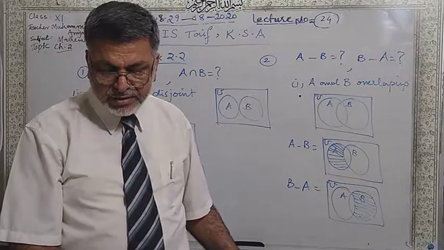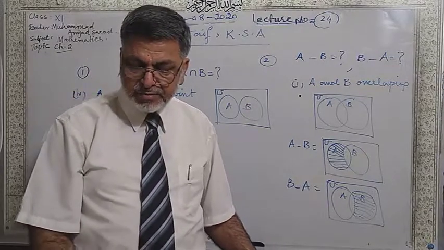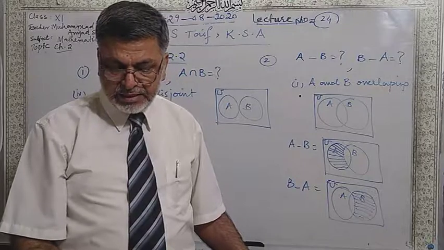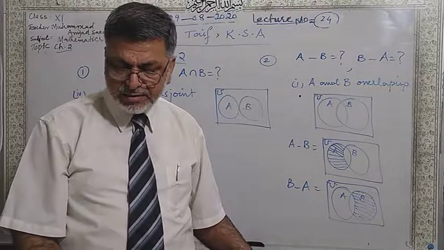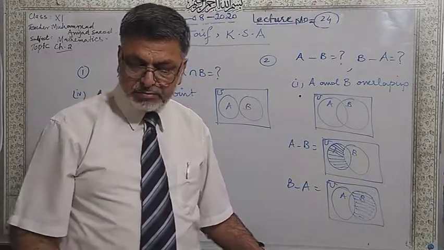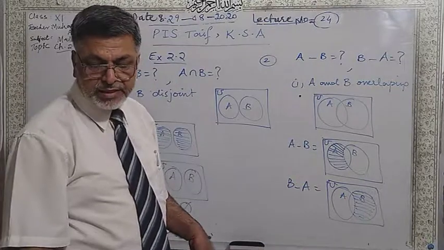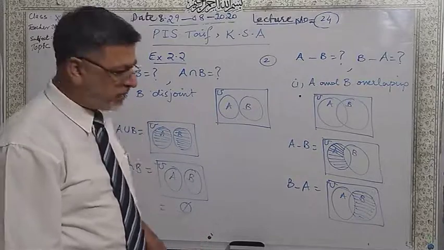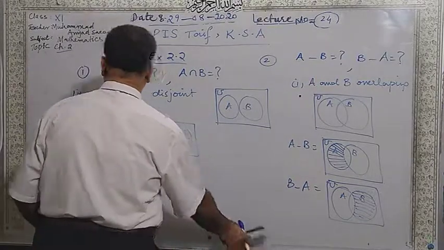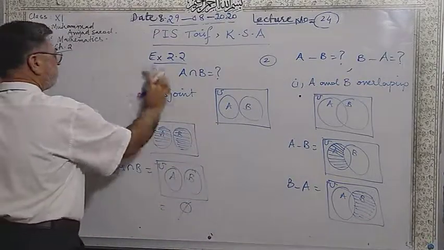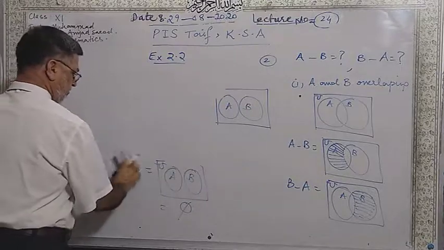After that, question number 4, A, B, C, this is the universal set, and you know about these, but we can do some of the parts from here. Question number 4.